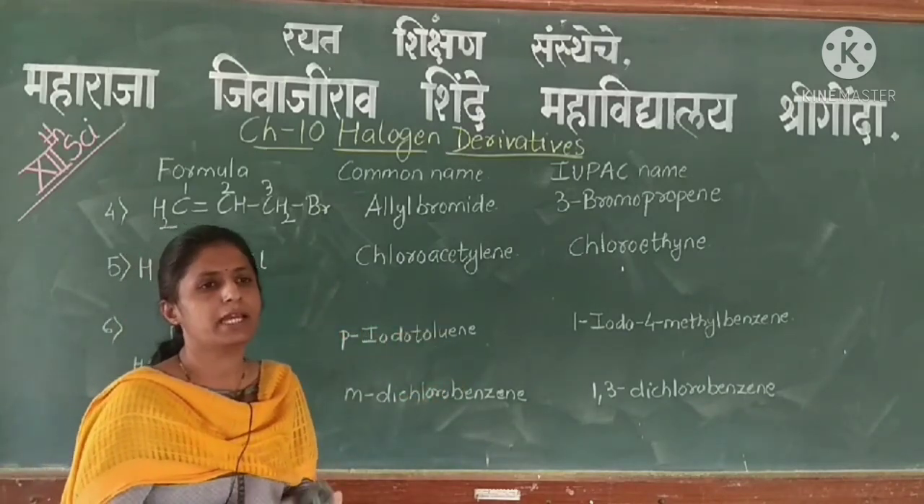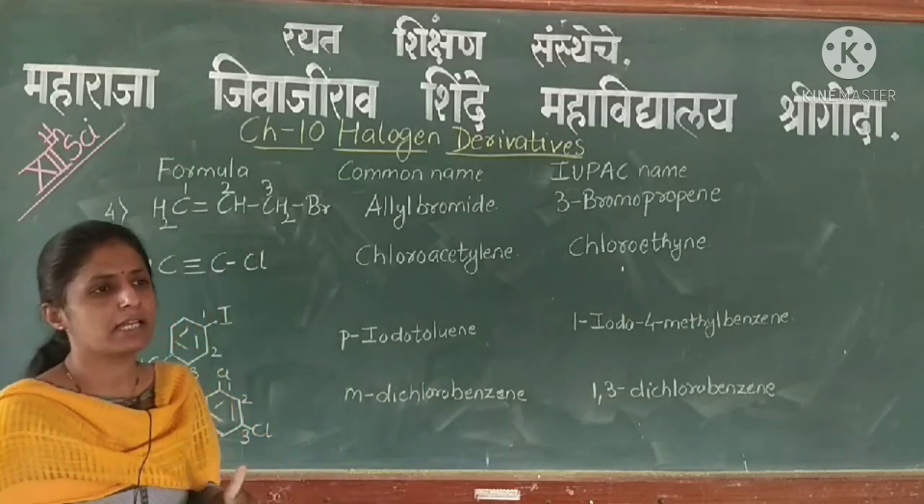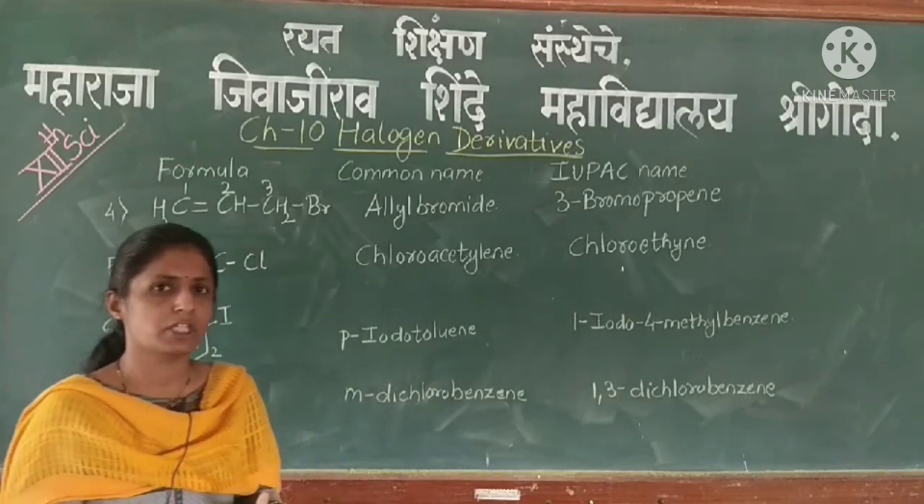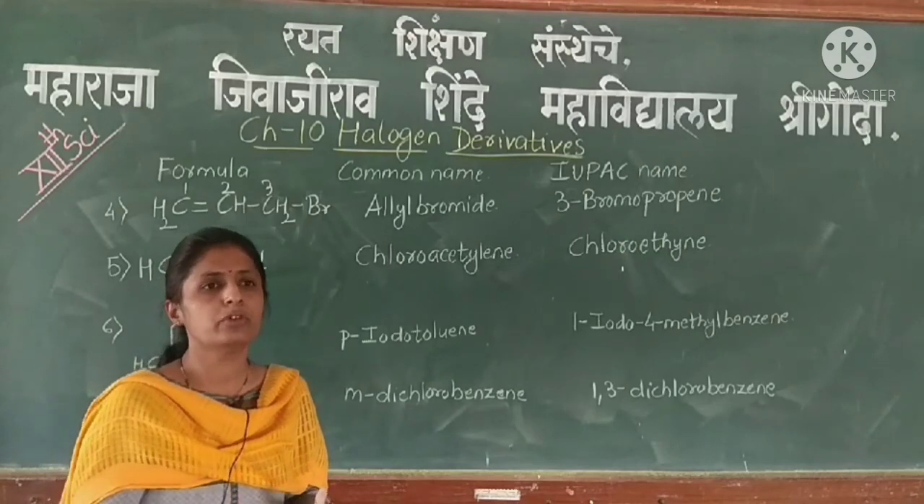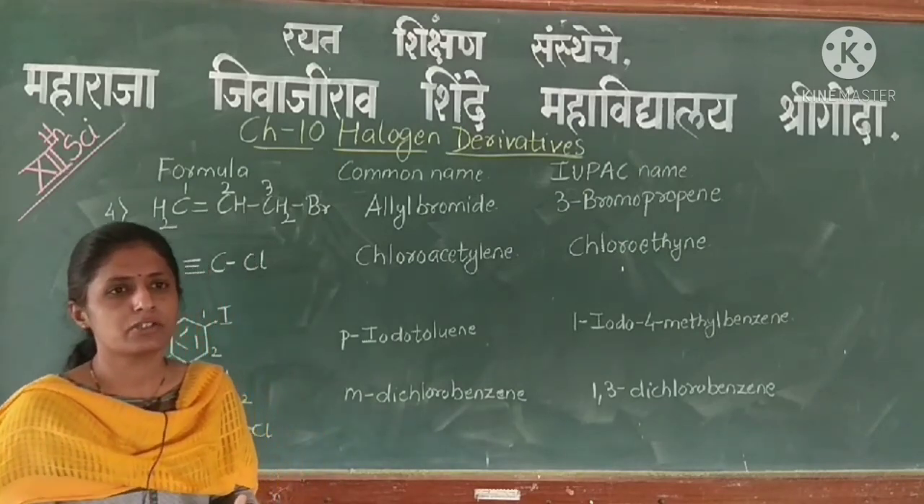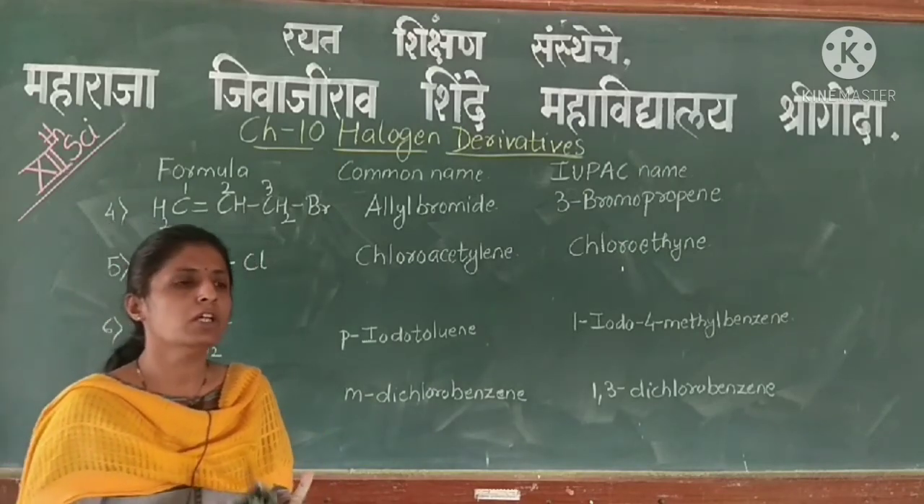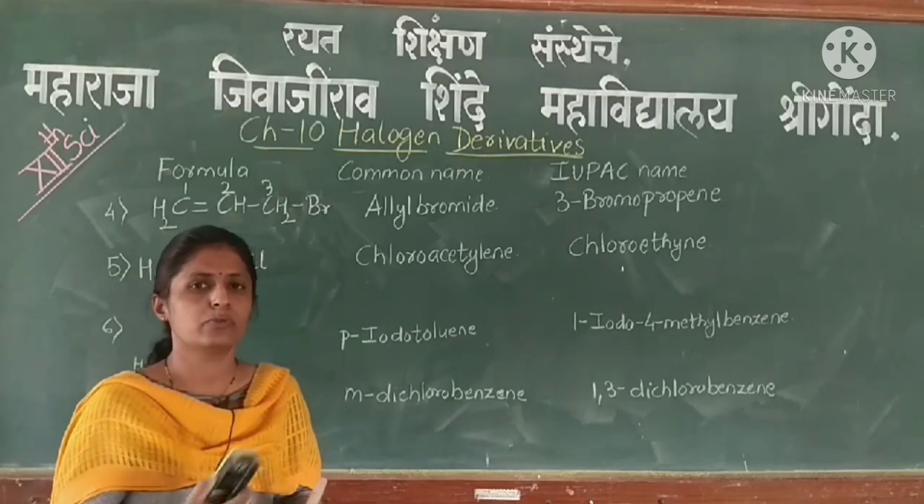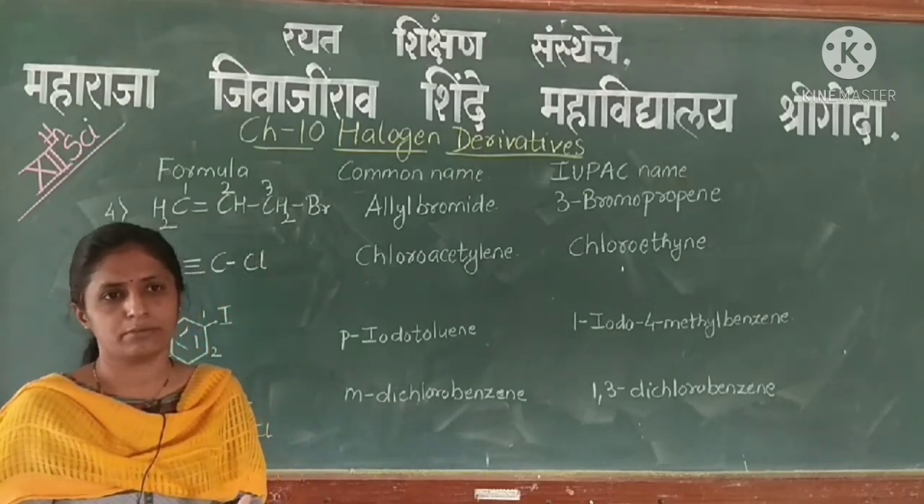You have to remember the rules: you have to select the longest chain first, and then number in such a way that it has the lowest numbering. Your functional group should also have the lowest numbering.